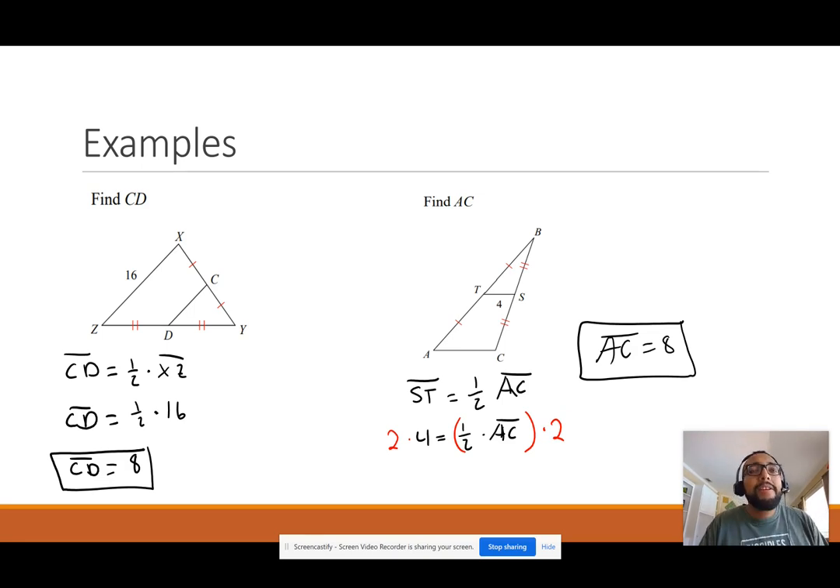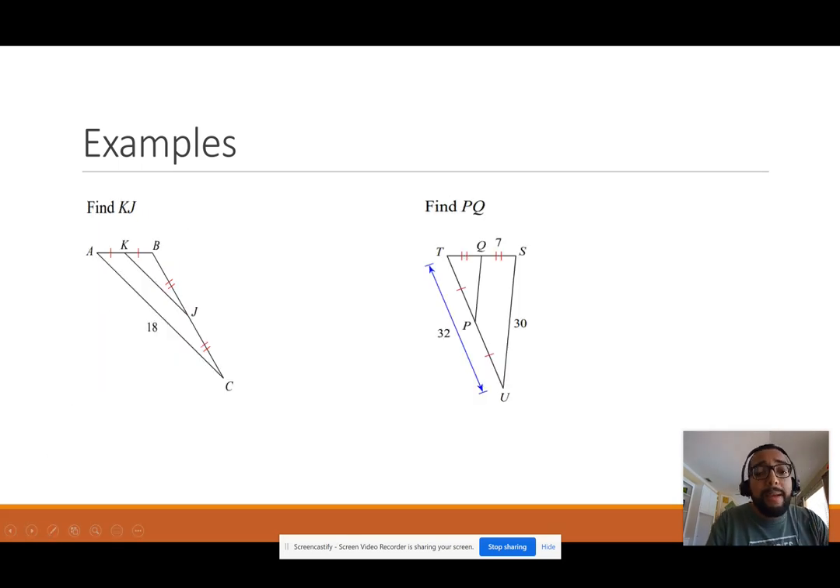The mid segment is 1/2 of the triangle's base. So let's see some more examples. Same thing here. Pause the video. Try these two by yourself. And once you feel confident, push play on the video again. So go ahead and pause it.